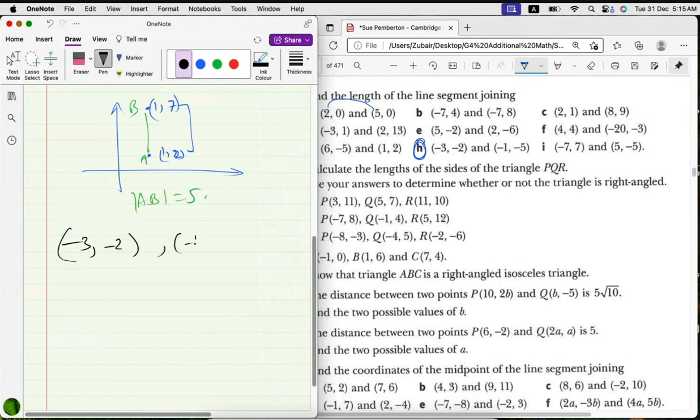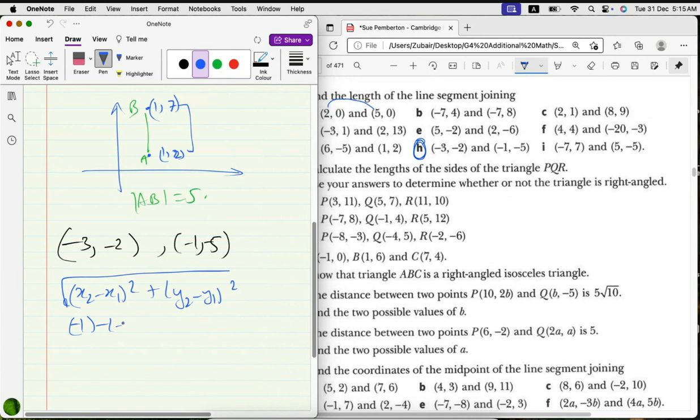X2 minus x1, so it's -1 minus -3. Oh, so then they add. That is correct, but it would change the sign. For y2, I just did -1 minus 3, but it's supposed to be -1 plus 3. Yeah, the sign changes. So then that's just 2.